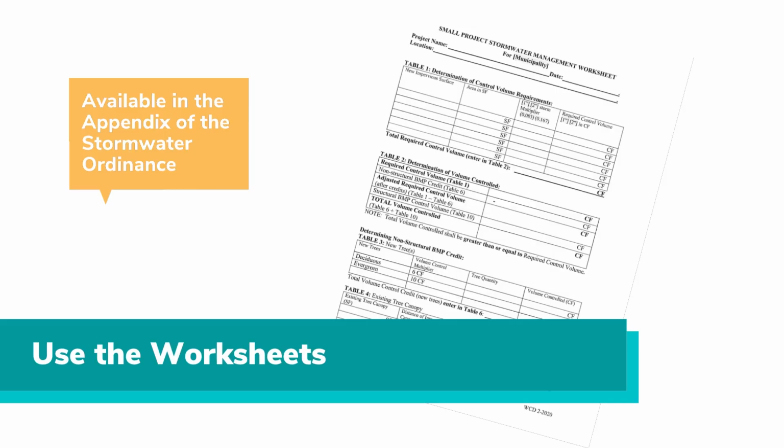Once you have a good idea of what you are planning to do, take a look at the worksheets included in the appendix of the ordinance. These worksheets and their instructions walk you through the calculations to determine how much stormwater your new roof or paving will create. Using the worksheets, you can do your own calculations and make your own design decisions for managing your stormwater without hiring a professional.